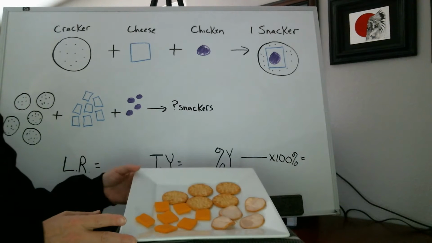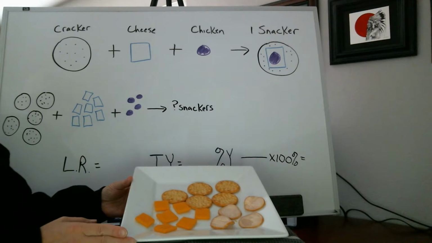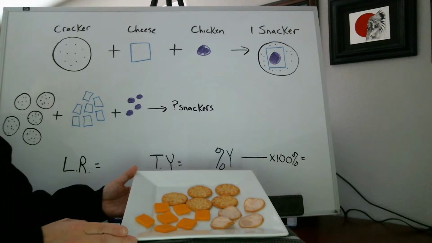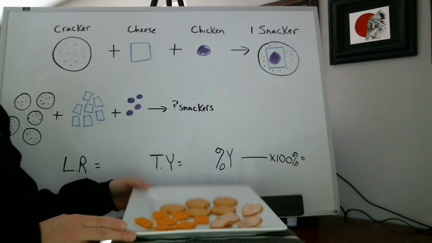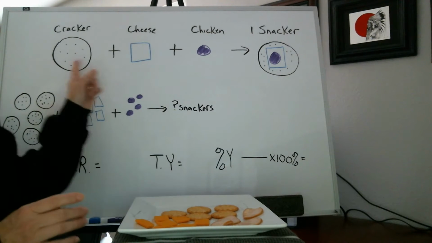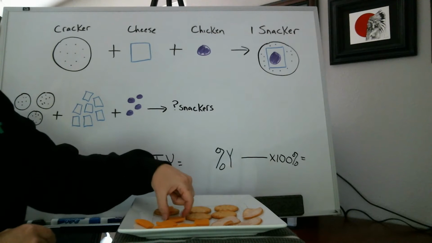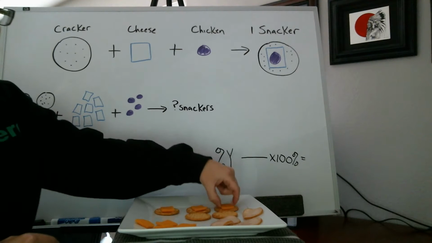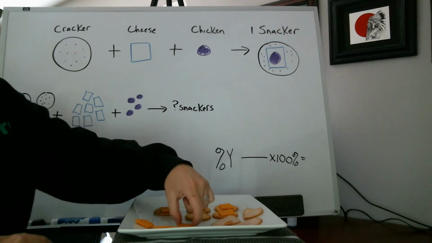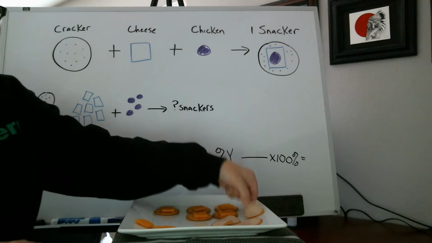So here I have 5 crackers, 7 pieces of cheese, and 4 pieces of chicken. I am now going to make some snackers. I'm going to see how many snackers I can make. So here's my formula. I put a piece of cheese on each of these. And then I take my chicken.